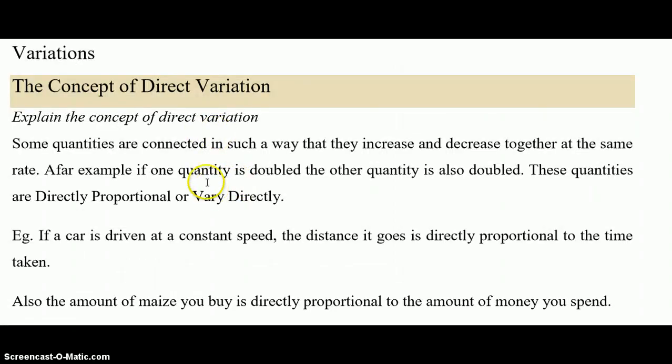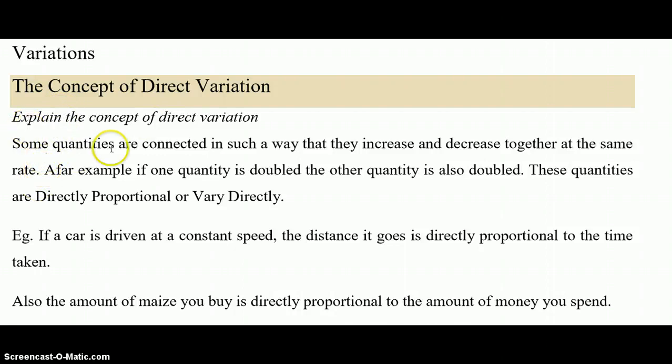Okay, sasa tuangalie variation. Okay, variation, tuna concept kubwa ya variation. Tunasema kwamba variation ni something which varies, yaani vitu ambavyo vinakuwa vina vary. Kuvary maana yake ni change of variable, kubadilika kwa thamani, change of variable or value. You can see that. Okay, we see that the concept of direct variation, maana yake variation we have almost three. We have three. One is direct variation, second is inverse variation, then we have joint variation. Hizo tutaziona baadaye, lakini concept yetu ni nini?